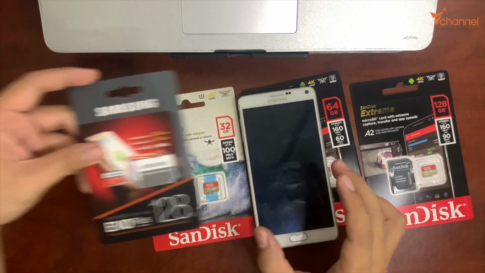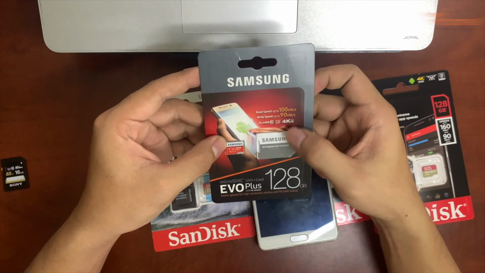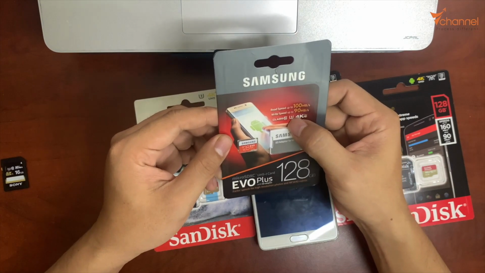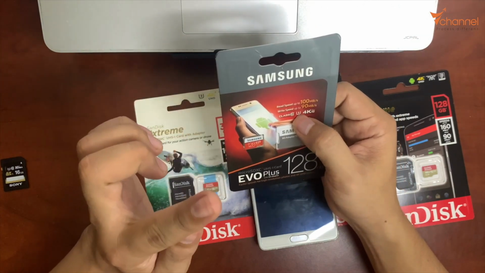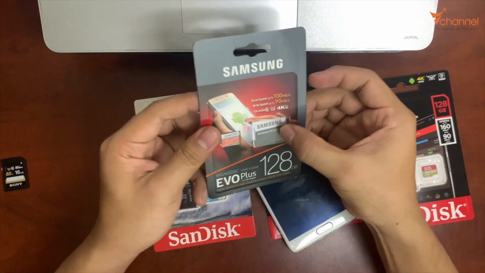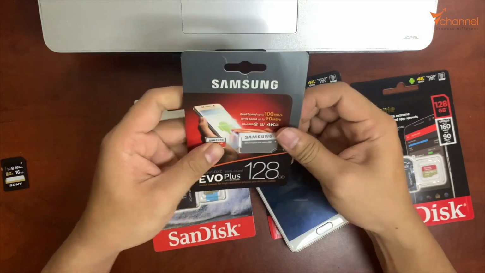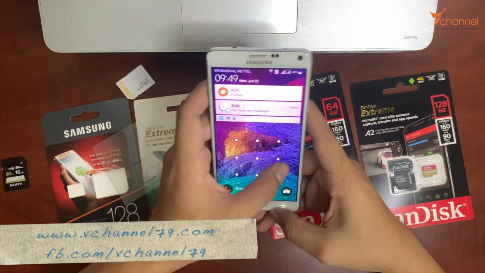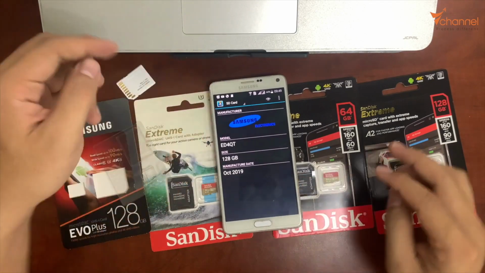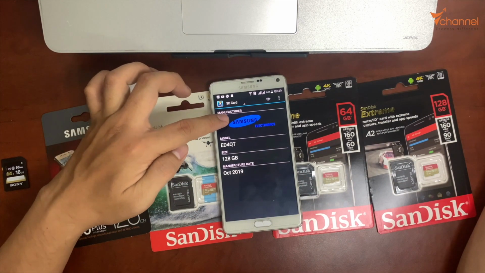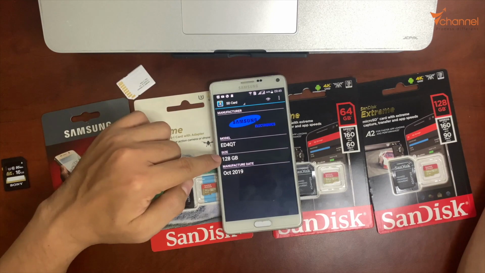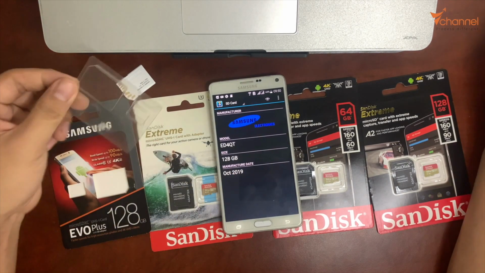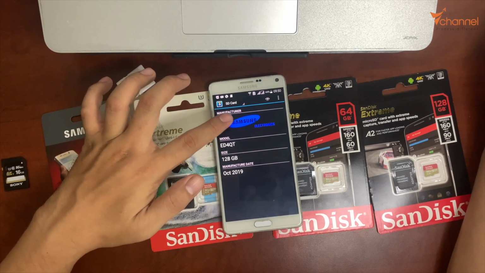Next, I have Samsung memory card Evo Plus U3 V30. As I have told before, U3 is a very important symbol. First of all, I will check original or fake. If the manufacturer is Samsung, it is original. Okay, I open HD Insight. We have capacity is 128GB. Manufacturer date is October 2019. This is an original memory card because the memory chip is made by Samsung.